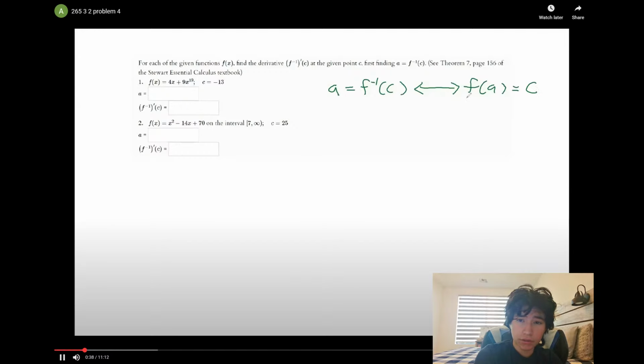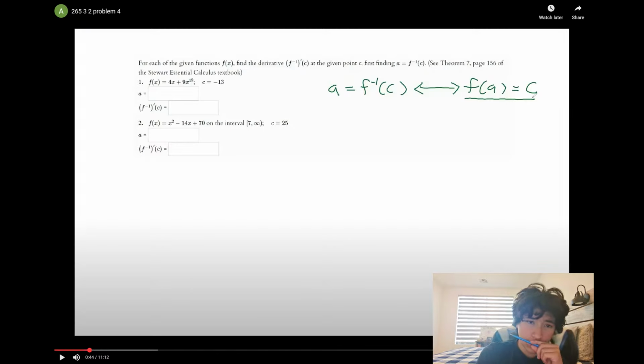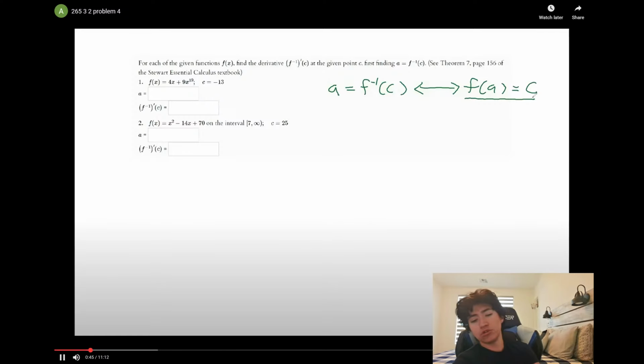Oh, I get it. You get c. I see. Okay, cool. So we need to find a value a that equals f inverse of -13. A value a that equals f inverse of -13. That also equals f of a equals. What are we saying, dude?